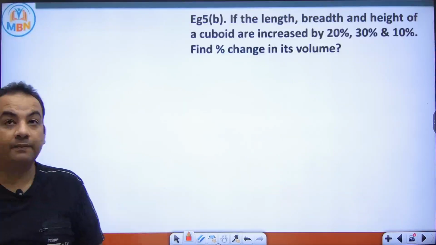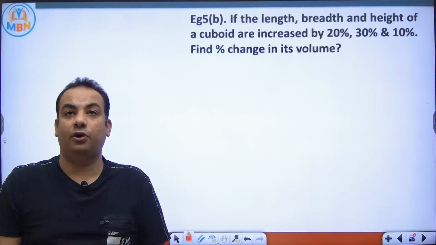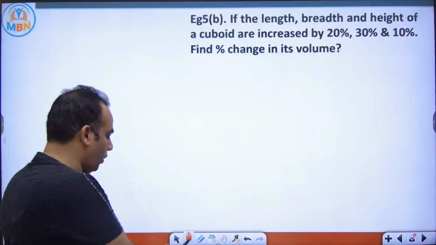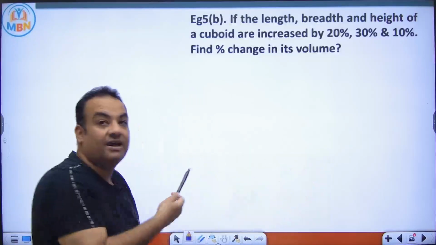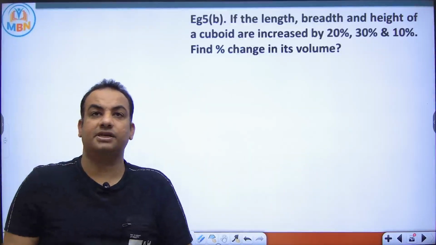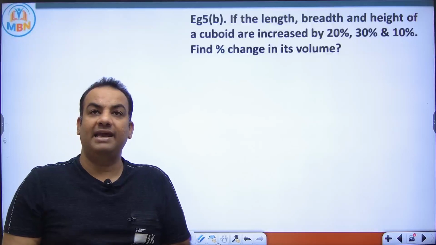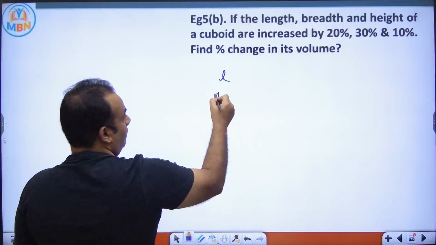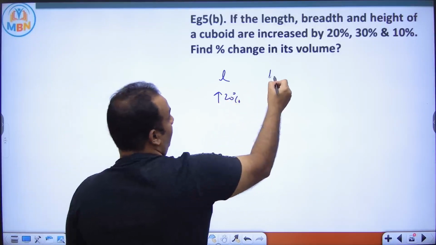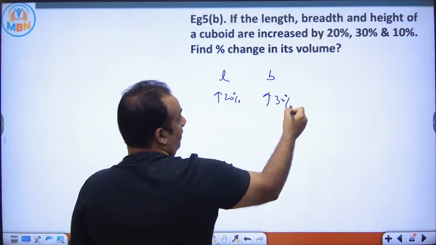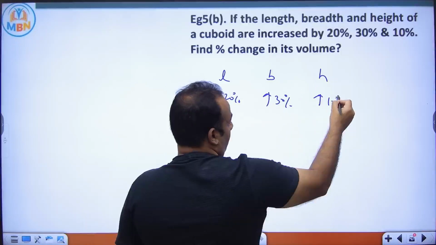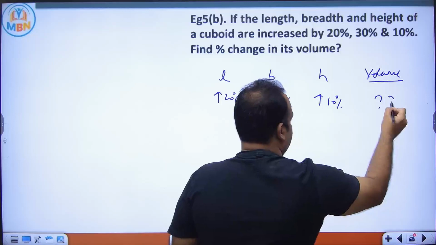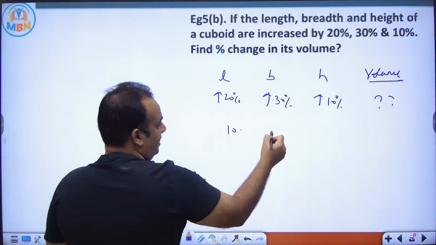Now see this. If the length, breadth and height of a cuboid are increased by 20, 30 and 10%, what is the percentage change in its volume? Again, either you can take values or you can use the successive percentage change formula. Length is increased by 20%, breadth is increased by 30%, height is increased by 10%. What is the percentage change in volume? What I would suggest to you in the examination, you can take values. Let this be 10, 10, 10.